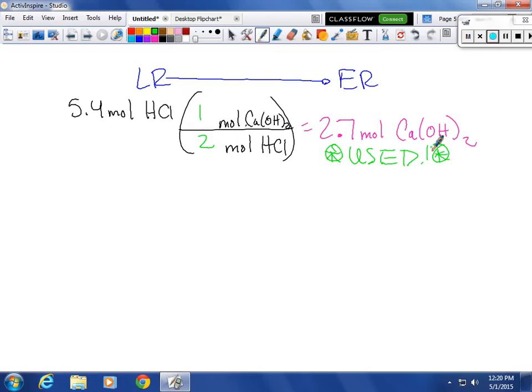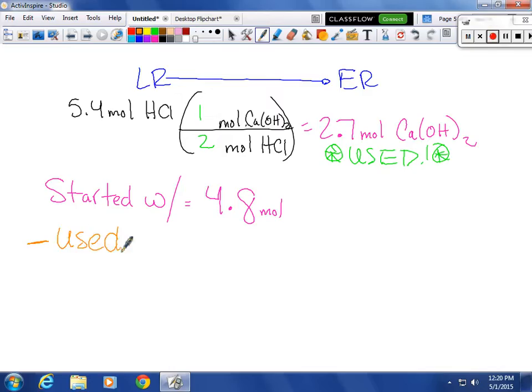The next part is just a simple subtraction. Now, am I in the correct unit? Yes. Okay. So, I started with minus, well, how much did I start with? Of my excess. Very good, 4.8 moles. I used, so again, minus used was equal to what? Right there.